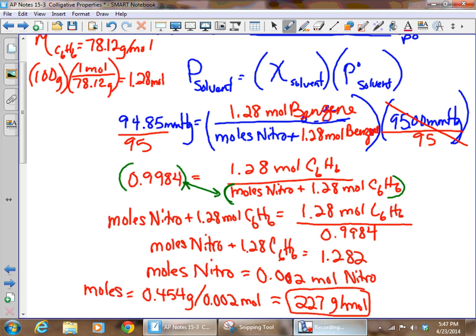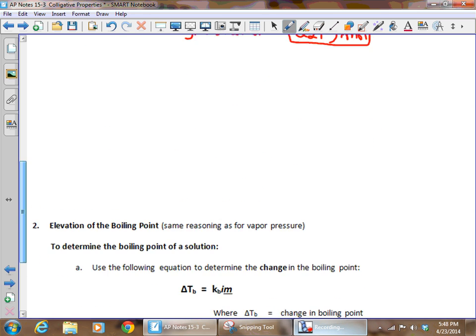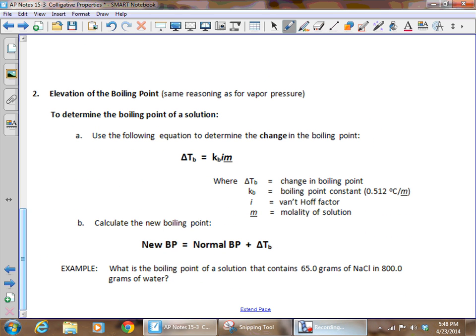Fairly involved problem. But like I said, I wanted to kind of throw everything at you so that you could see different ways that they could use this problem. So that was vapor pressure.